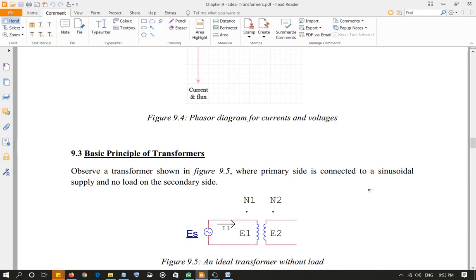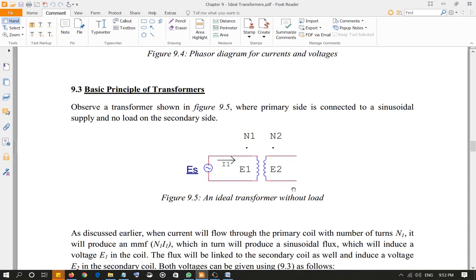Let's discuss the basic principle of transformers. As we discuss transformers, we have two coils separated by some dielectric. These two coils are either wrapped on an iron core or an air core. One more thing that I should mention that I did not mention earlier is the placement of these two dots.